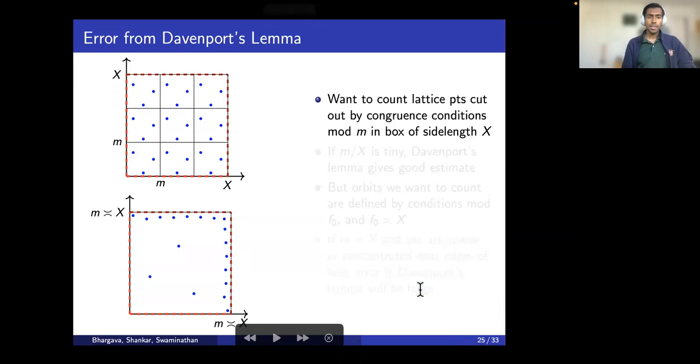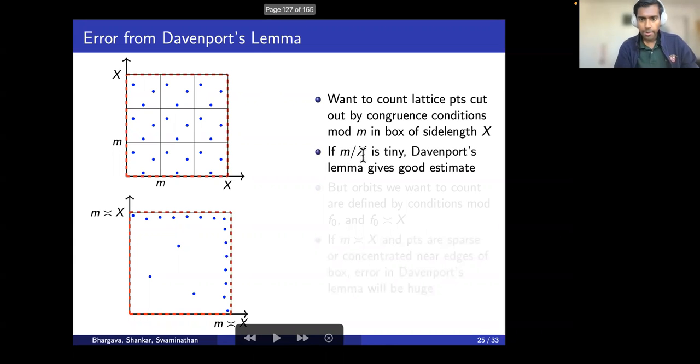Now I want to explain the error coming from Davenport's lemma using diagrams. Roughly speaking, we have a region of side length x, and we want to count lattice points in this region that are defined by congruence conditions modulo a number m. If m over x is tiny, which is the situation in this first diagram, then you can see that the lattice points are very nicely equidistributed in the box. And so Davenport's lemma, basic geometry of numbers techniques, will give a very good estimate for the number of points.